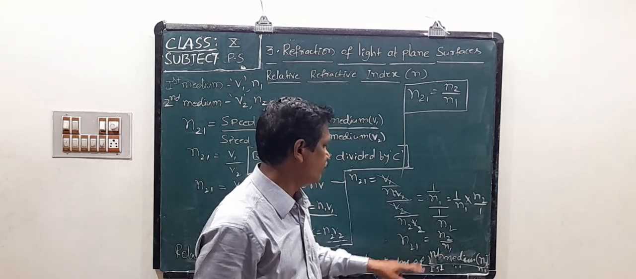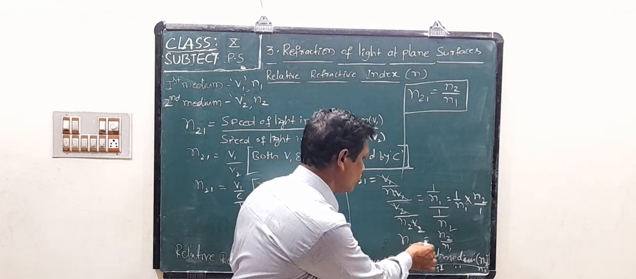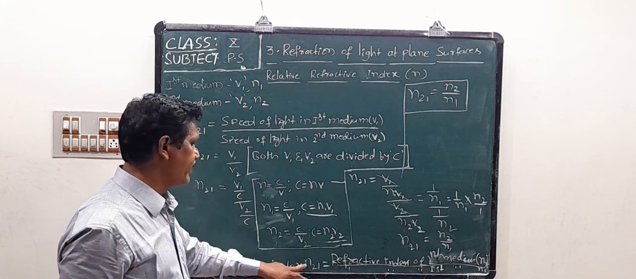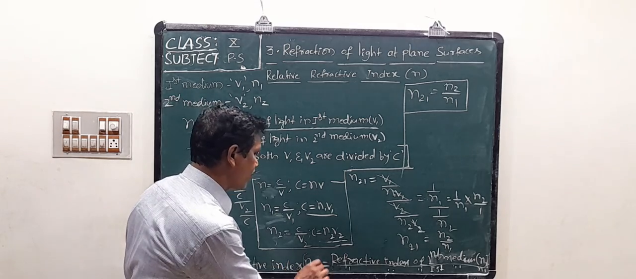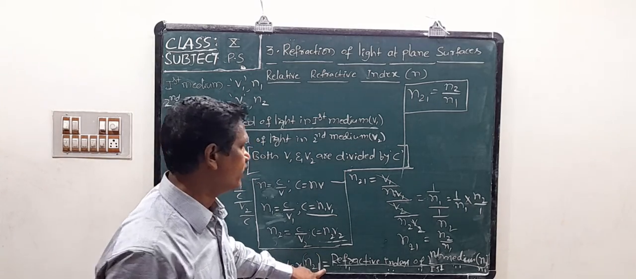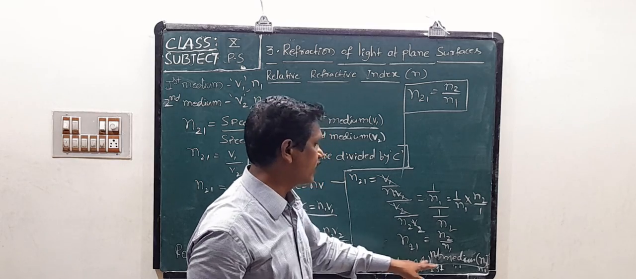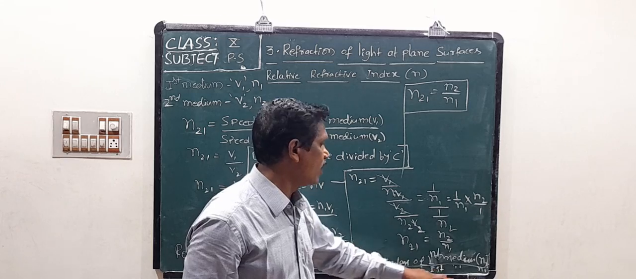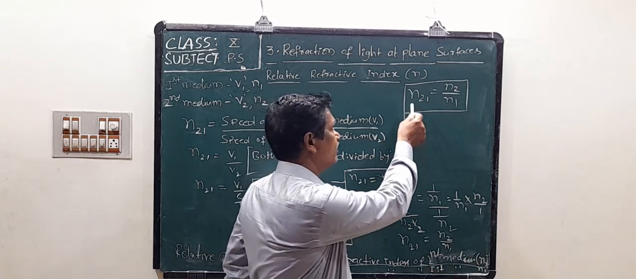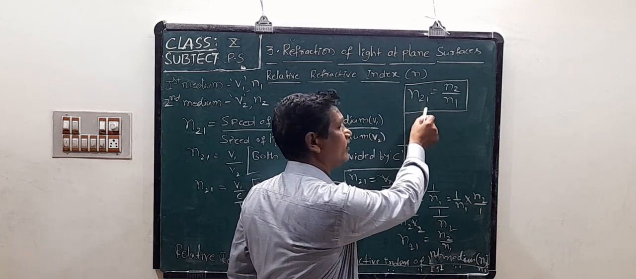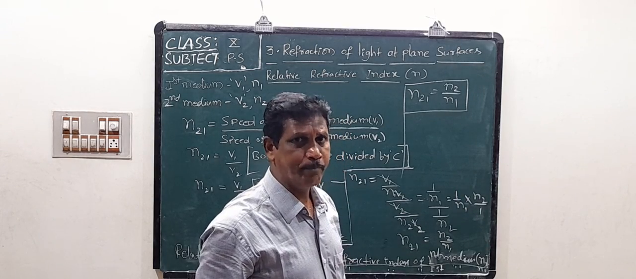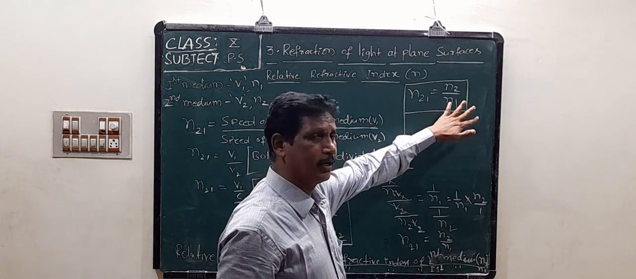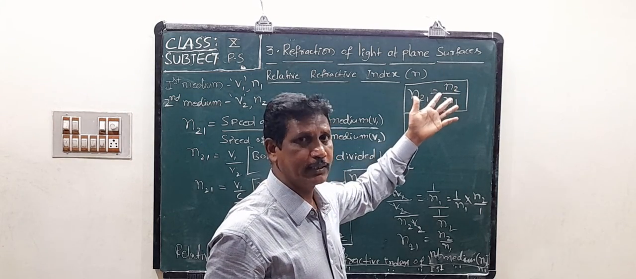Therefore N21 is equal to N2 by N1. N21 is the relative refractive index. The relative refractive index N21 is equal to N2, the refractive index of the second medium, to N1, the refractive index of the first medium. Here N21 is the refractive index of the second medium with respect to the first medium. N21 equals the refractive index of the second medium to the refractive index of the first medium.